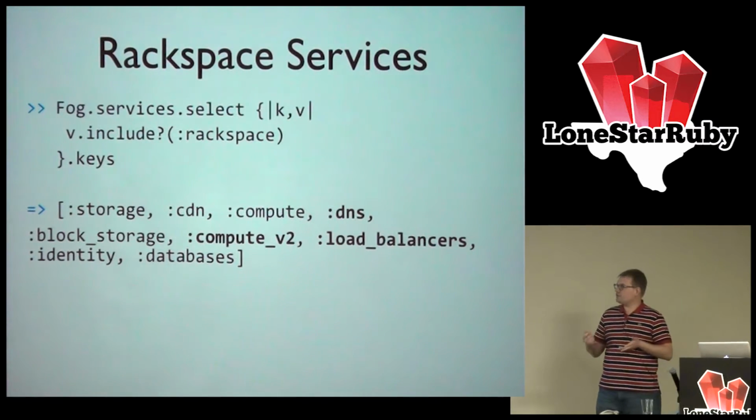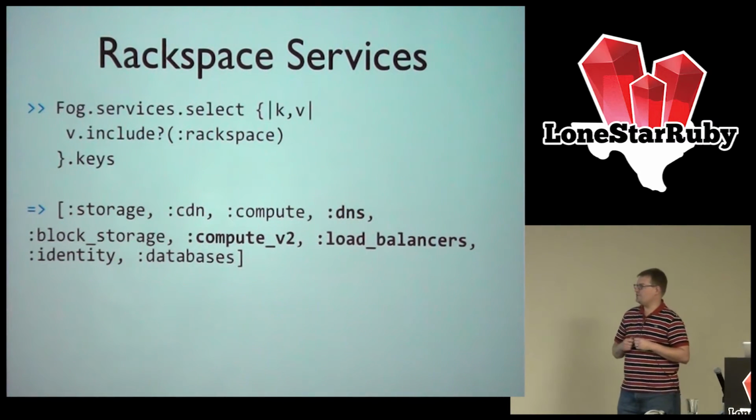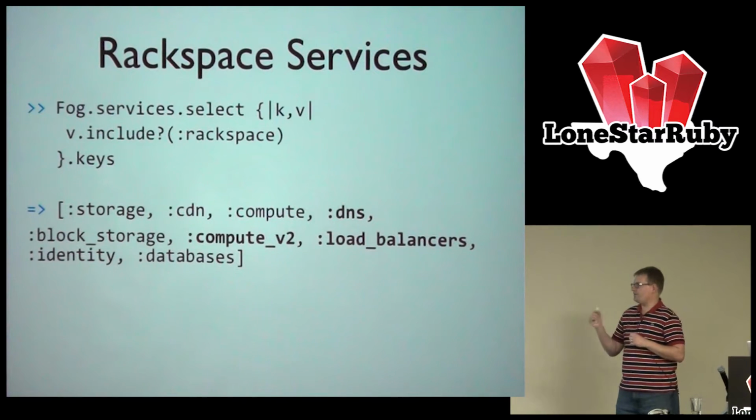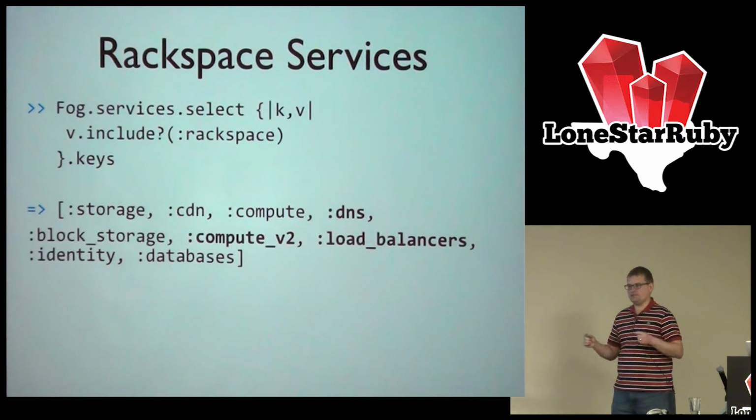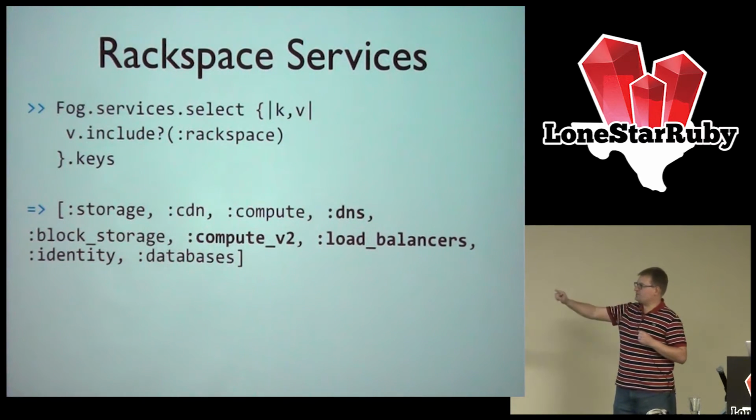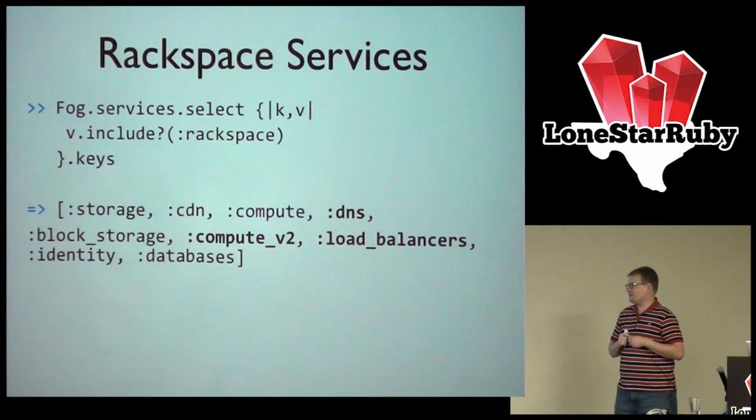So let's go see the services that are available to us through the Rackspace provider, and we're going to do that by calling fog.services, and that's going to return a hash. The key for it in that hash is going to be the service, and the value is actually going to be a list of the different providers that support that service. And you can see here through some Ruby code, and this will probably be the most complex Ruby code we see today, a list of the different services that are available with the Rackspace provider.